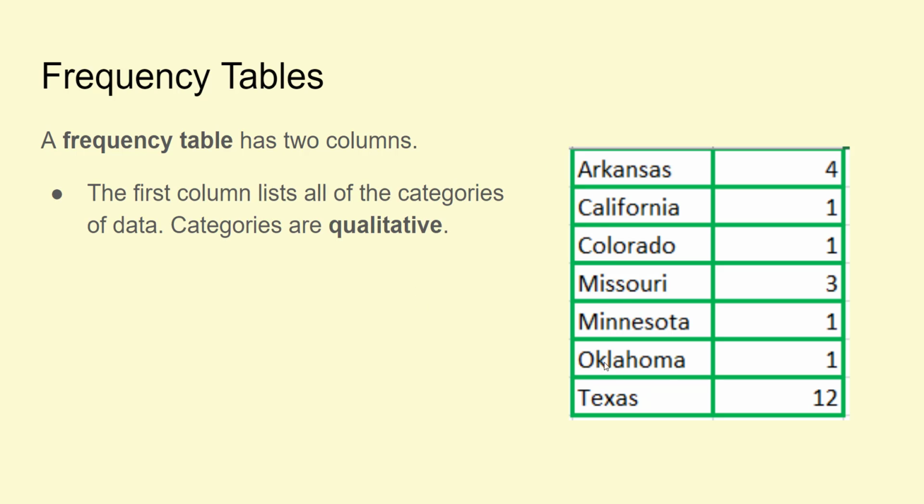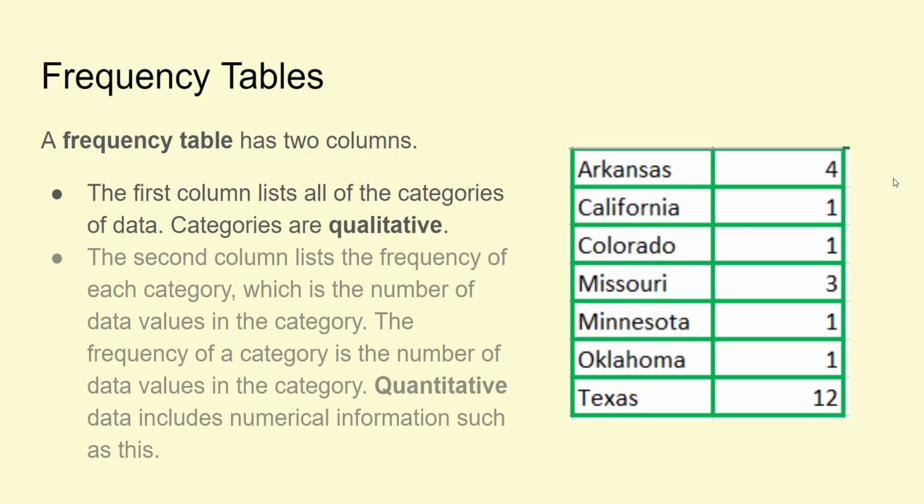This first column, this list here, these are categories, and categories are qualitative data. So states, any descriptive data there, those are qualitative. Whereas the right column, the second column, is a frequency number that's numerical, and that is quantitative data. So quantitative data, with the N, tells you that you are working with numbers.